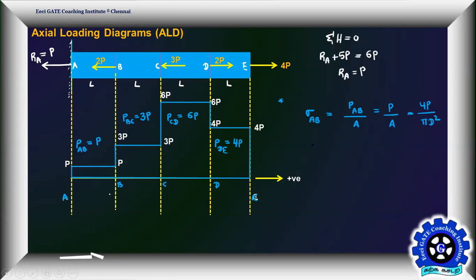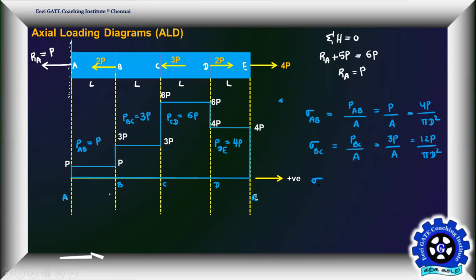Now tell me, sigma BC. Sigma BC means PBC by area of cross section. What is PBC? 3P, so 12P by pi d square, na. Here area of cross section A means pi d square by 4.